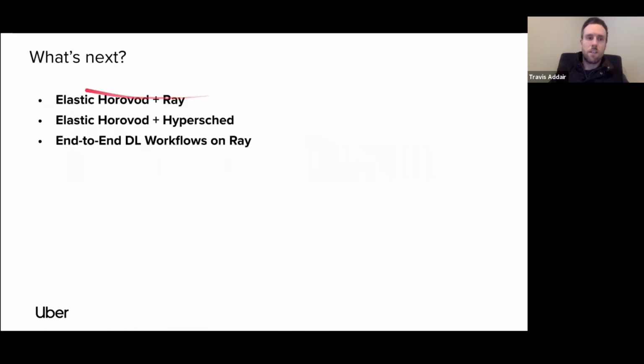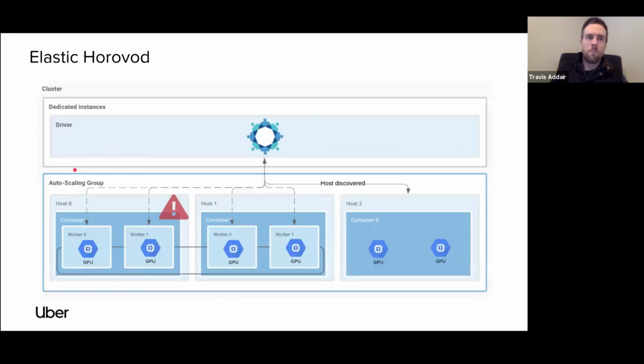So what's next? The next steps are pretty exciting. Elastic Horovod is one of the big flagship features of the 0.20 release. And we're really excited to see this coming to Ray as a very easy way to get fault-tolerant auto-scaling distributed training in any framework. And then, like I mentioned, the Elastic Hyperparameter search as well. And at the end, I'll tell you a little bit about some of the things we're thinking about in terms of deep learning workflows on Ray.